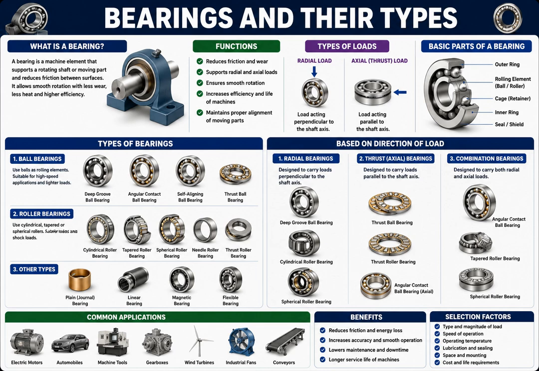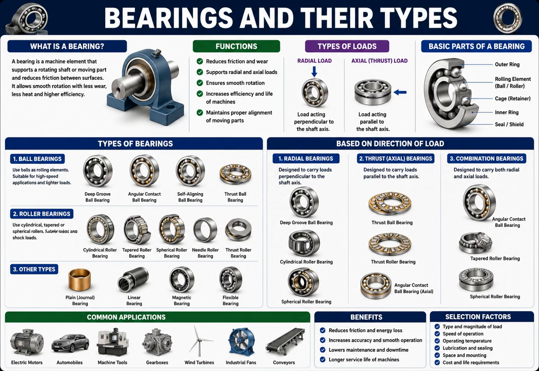Now let us explore types of bearings. First, ball bearings. These use small balls as rolling elements. Ball bearings reduce friction efficiently and work very well at high speeds. That is why they are commonly used in fans, motors, bicycles, and electrical tools.